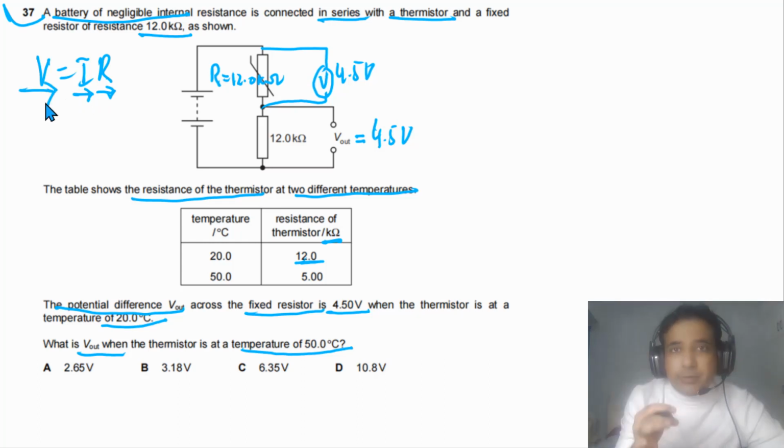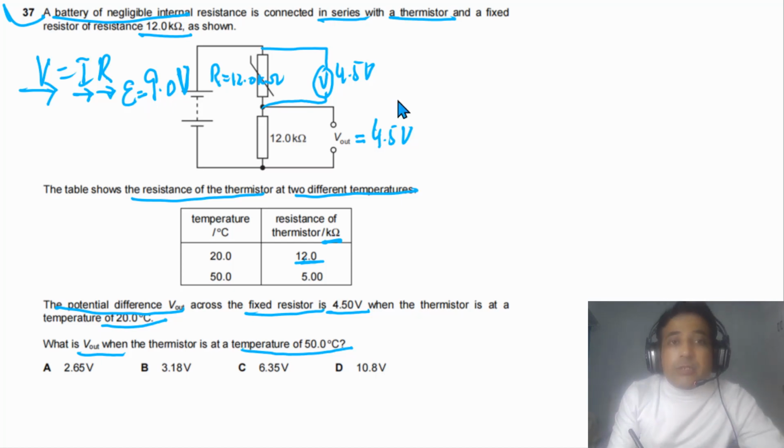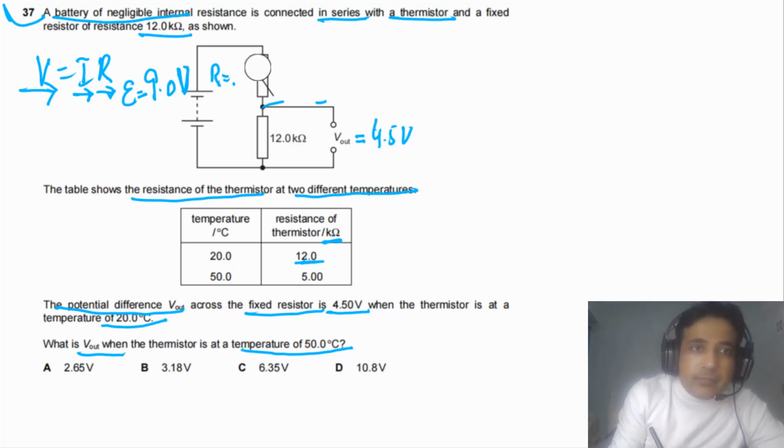So this is a smart way to answer this question. We can also use the potential divider formula. We can do all those things, but this is a smart way because in your exam time is very important. So this is 4.5, this is 4.5, so this battery is 9.0 volts. It means the PD across this battery, or simply you can say the EMF of this battery, is equal to 9.0 volts. So this is the first case. So we can clean this now and we can write down the next case. For the second case, it is given to us at a temperature of 50 degrees Celsius.